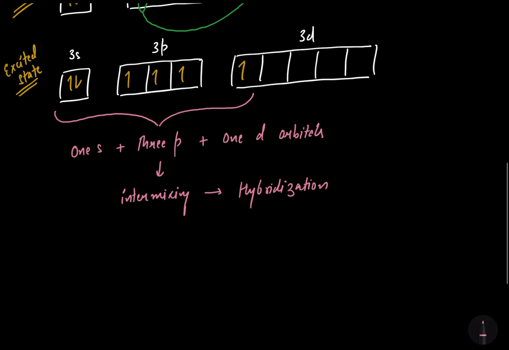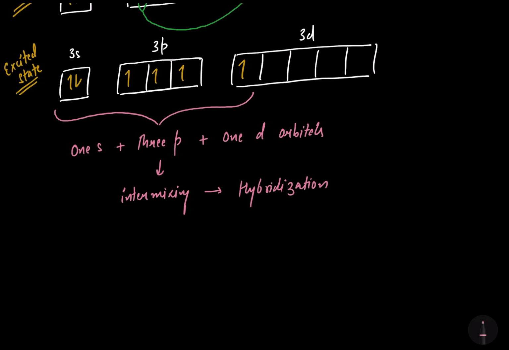Here there is a mixing of 1s, 3p and the 1d. So a total of 5 atomic orbitals are mixing. So we are going to have an equal number of new hybrid orbitals, that is 5 new hybrid orbitals. We are going to have 5 new hybrid orbitals become degenerate orbitals, because all the 5 new hybrid orbitals will be of equal energies.